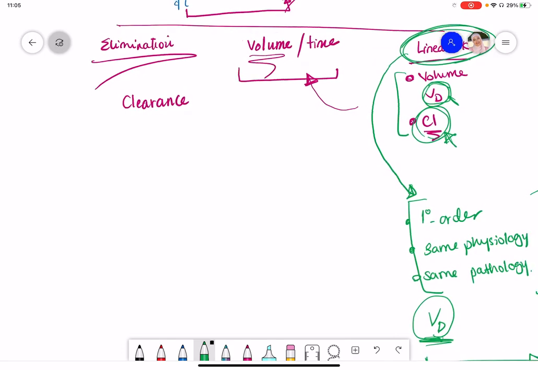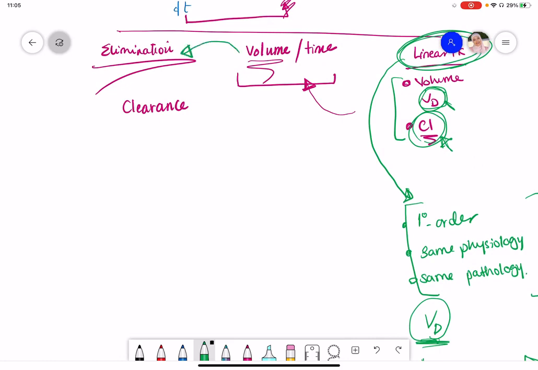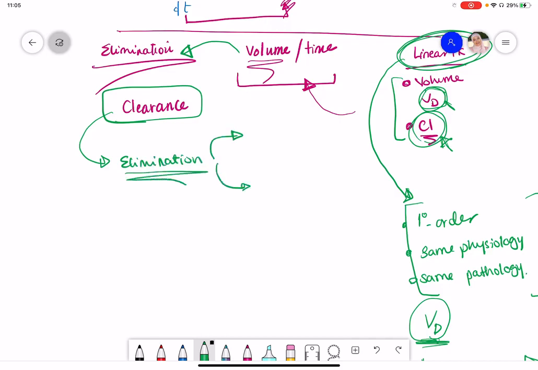Because we want to describe the elimination in a way, or using a term or parameter, that is constant, defining the elimination of the exact drug that we are studying or testing. Okay, so again, clearance, as a definition, is a measurement of the elimination of the drug regardless of the exact process of it.